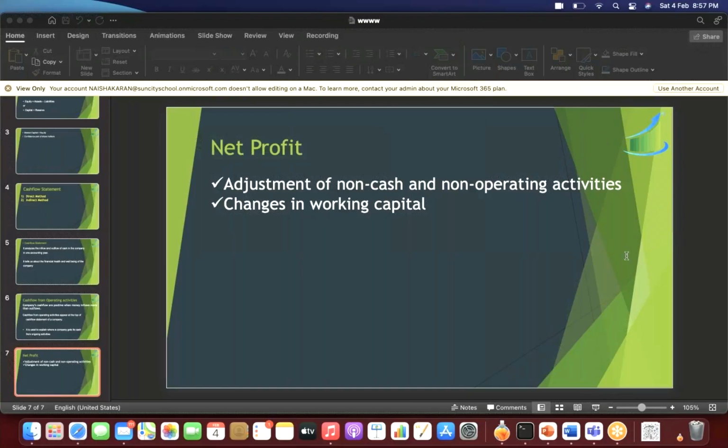Okay, is this fine? Is the beginning of cash flow from operating activity fine? If we have understood it, we will continue with this session, I think on Monday.